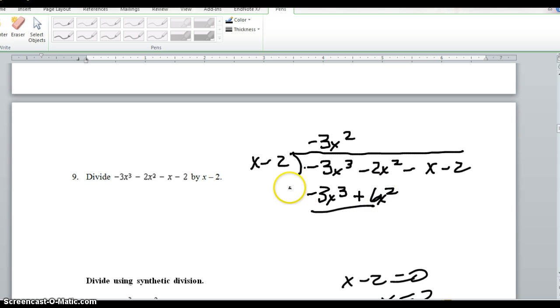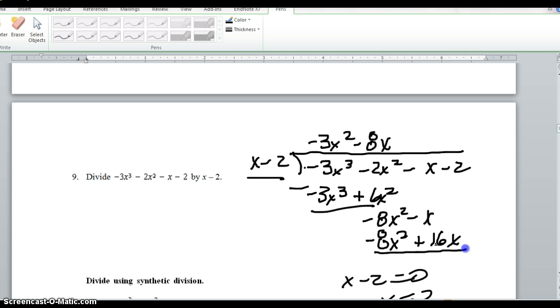Remember, this is regular division, so you're going to go ahead and subtract. -2x and -6x is going to be -8x squared. Bring down the next term. What times x gives you -8x squared? That's going to be -8x. Multiply that all the way through. And you're going to have -8x squared plus 16x.